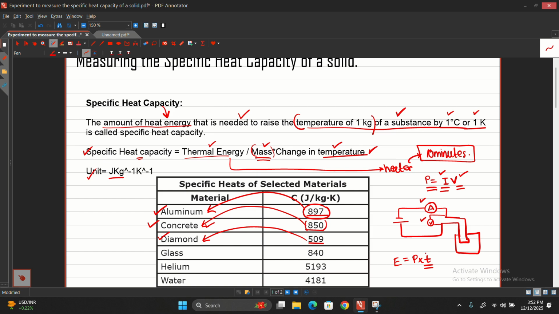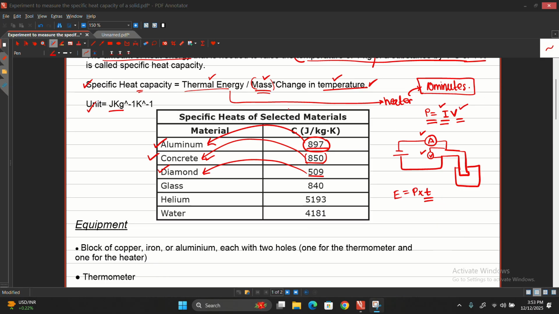So, if we can calculate the power output of the heater and then multiply it by the time, we can calculate the thermal energy transferred to the solid object. All right, now let's have a look at the list of equipment or the apparatus that we need in order to carry out this experiment.